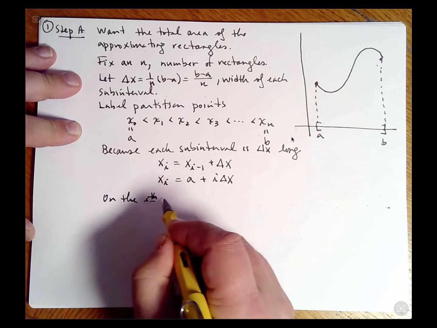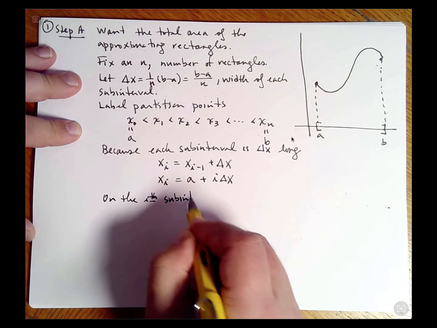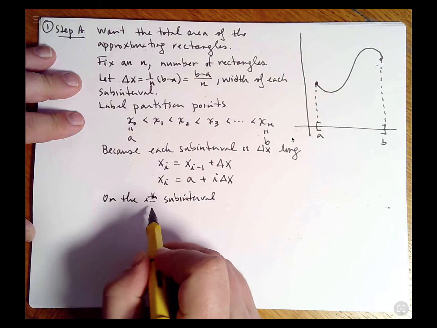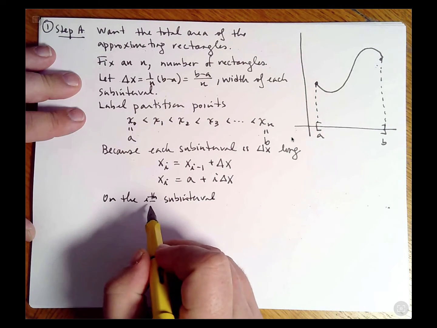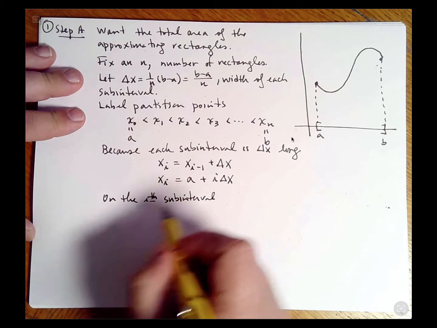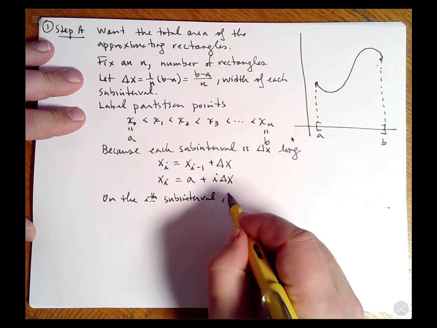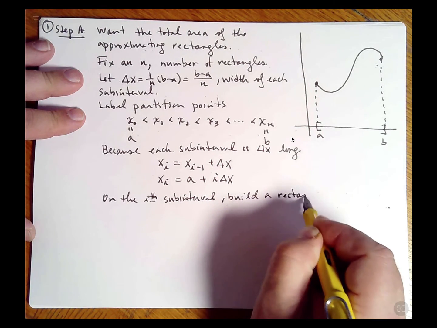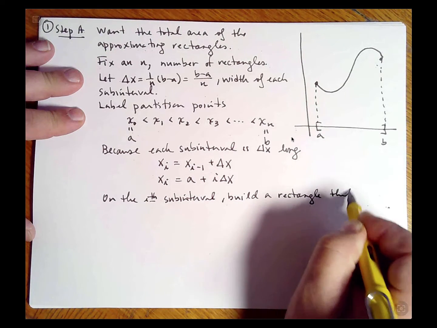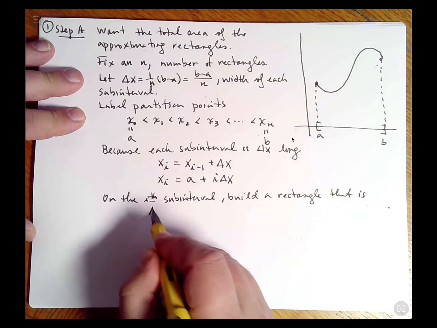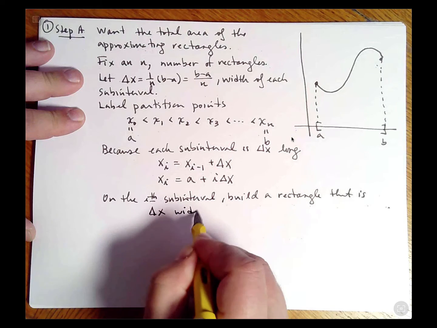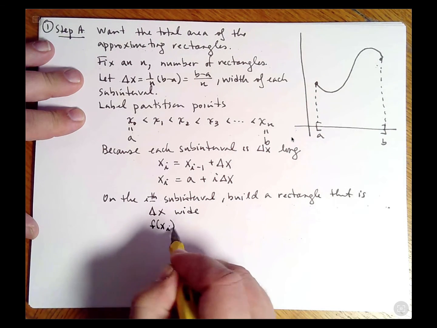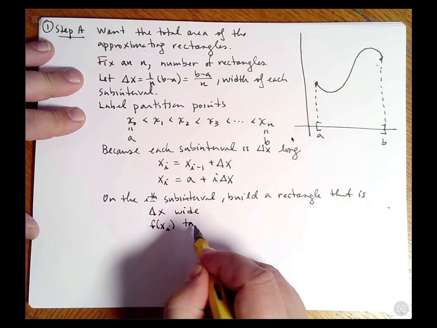On the ith subinterval, so we're going to do this for each subinterval, and here I'm saying just pick one. On every subinterval, we're doing this. On the ith subinterval, we'll build a rectangle that is delta x wide, and now watch this, f of xi tall.